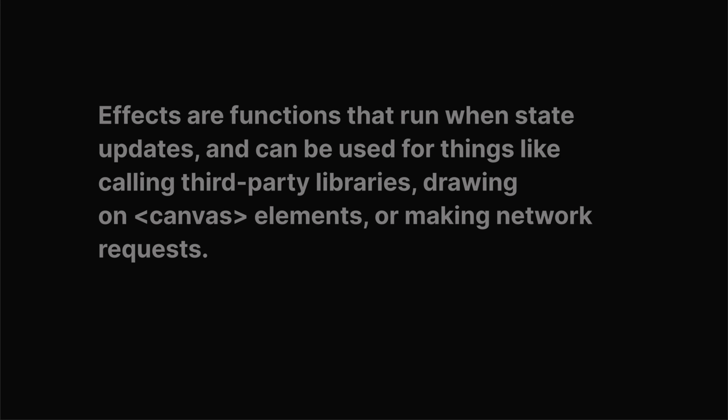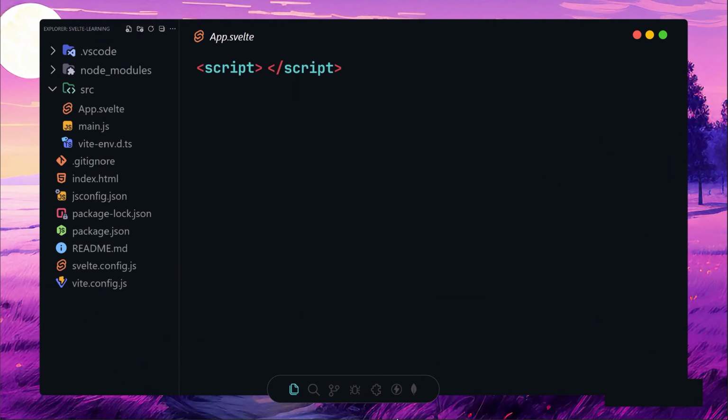Let's talk about the side effect or the effect. So effects are a function that runs when the state updates and can be used for things like calling third-party libraries, drawing on a canvas element, or making a network request. So what do I mean by all of this gibberish? Now let me just explain them one by one.